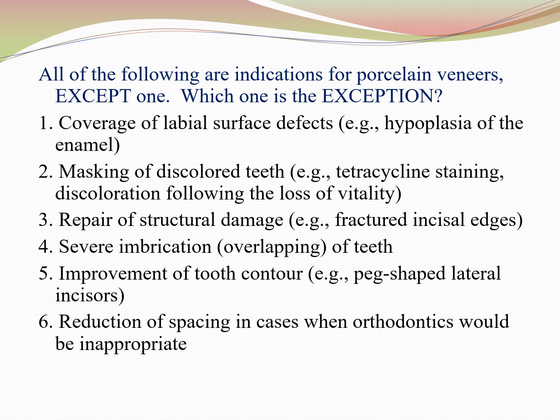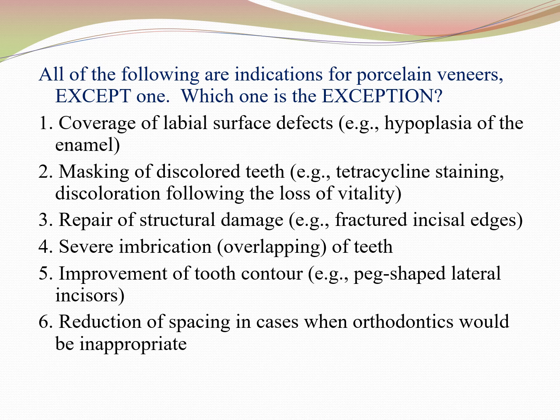Following are indications for porcelain veneers, except one. Which one is the exception? So let's look at these different answers. Coverage of the labial surface defects, hypoplasia of the enamel, for example. Masking of colored teeth, tetracycline stainings, discoloration due to the loss of vitality. Number 3, the repair of structural damage. Do they have some fractured incisal edges?